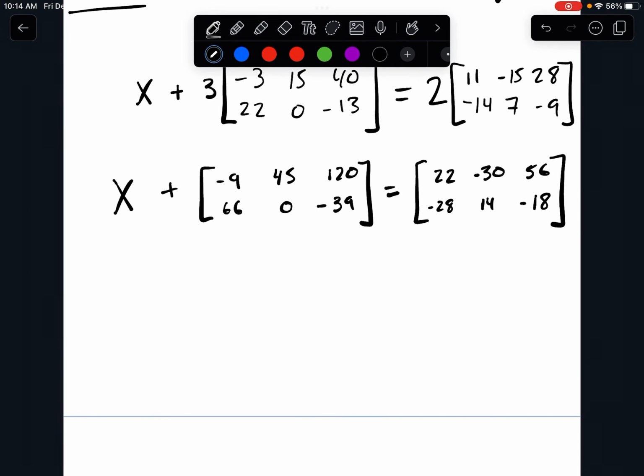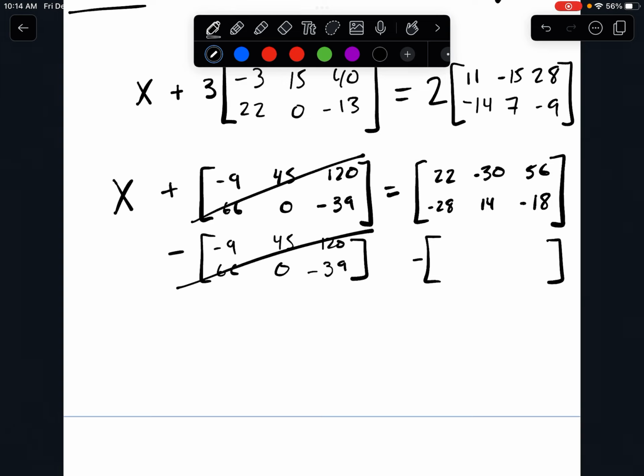So now, if I want to figure out what X is, I basically have to subtract this whole matrix on both sides. I'm subtracting a -9, subtracting 45, subtracting 120, subtracting 66, subtracting 0, subtracting -39. So if I subtract these, we end up with X equal to my final solution. So we're going to copy paste this.